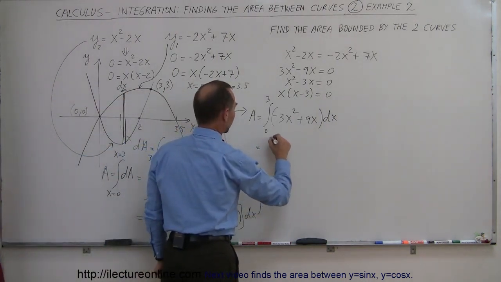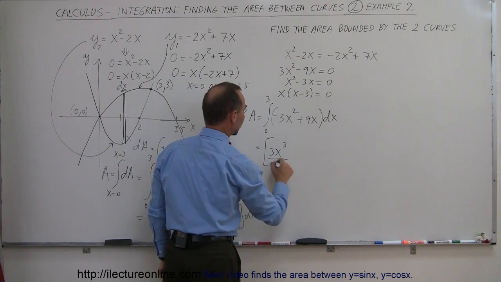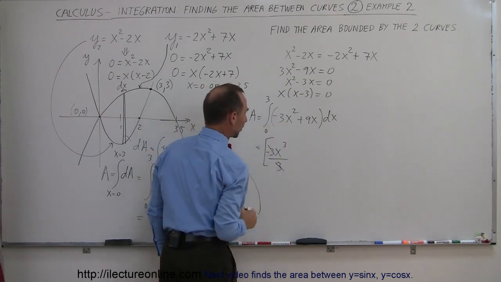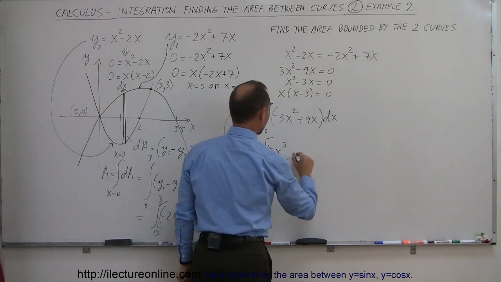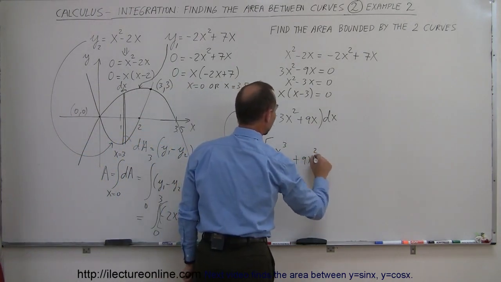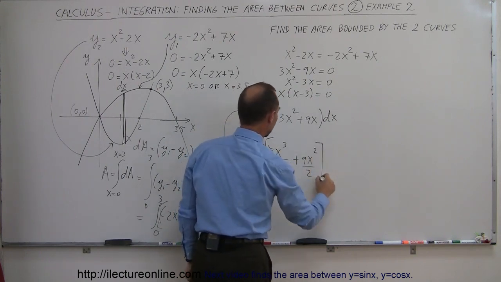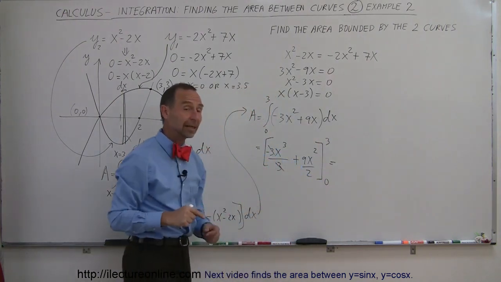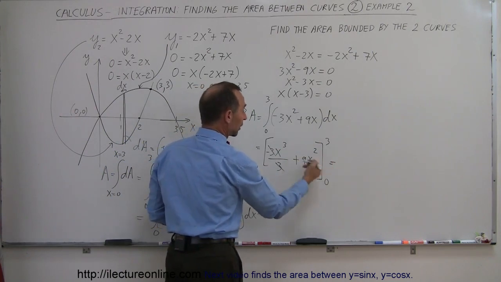So this is equal to, when we integrate this, we get 3x, add 1 to the exponent, cubed, divided by the new exponent. We can't forget the negative, that's already there. And of course, these 3's will cancel each other out. And then the second, we get 9x, that becomes plus 9x squared, divided by the new exponent, which is 2. And the whole thing evaluated from 0 to 3. So now we go ahead and evaluate that integral by plugging in the upper limit, and then subtracting from that when we plug in the lower limit.